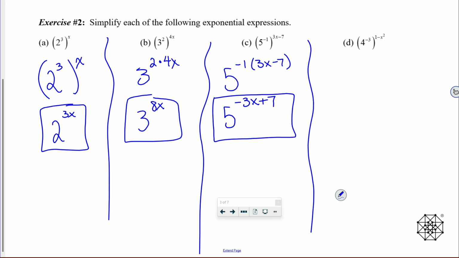And finally, 4 to the negative third raised to the 1 minus x squared is going to be 4 to the negative 3 times 1 minus x squared. And that's going to be 4 to the negative 3 plus 3x squared.